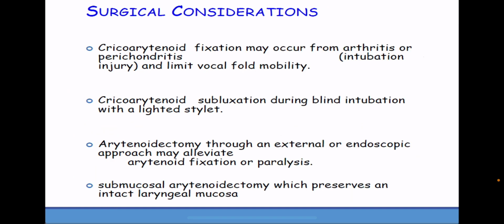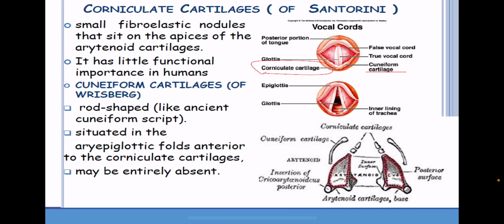Here we also have surgical considerations. Cricoarytenoid fixation may occur from arthritis or perichondritis and limit vocal fold mobility. Cricoarytenoid subluxation may occur during blind intubation with a lighted stylet. Arytenoidectomy through an external and endoscopic approach may alleviate arytenoid fixation or paralysis. Submucosal arytenoidectomy preserves an intact laryngeal mucosa.